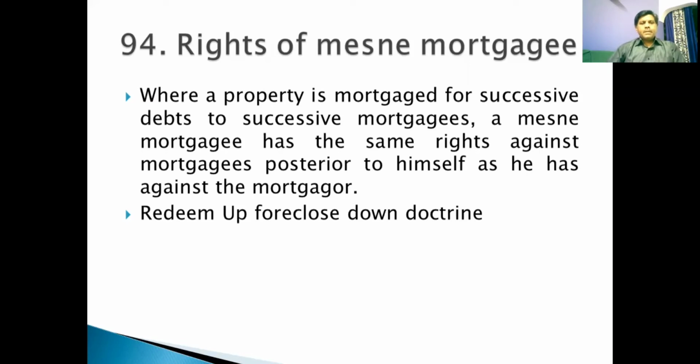Hello everybody. Today we'll be covering section 94 of the Transfer of Property Act, that is, the right of a mesne mortgagee. What right does a mesne mortgagee have against a mortgagee, and also against a mortgagor? As against a mortgagee, the right is that of redemption. And as against the mortgagor, he has a right of foreclosure.